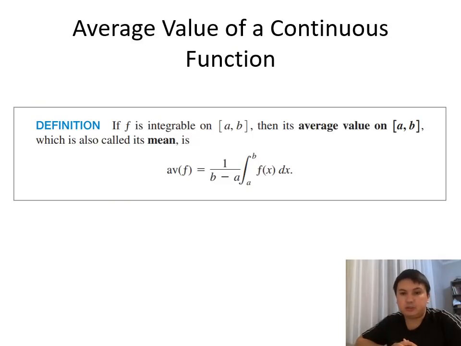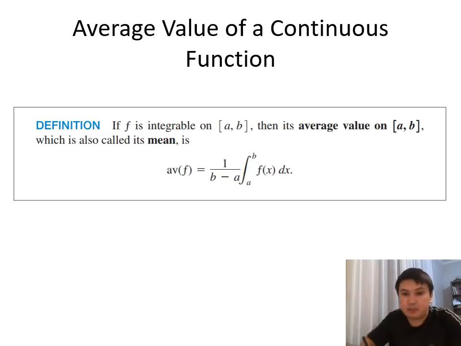Average value of a continuous function. Here's a definition. If f is integrable, so in our case, if you pick a continuous function, it is integrable, then the average value of the function over the interval a, b is given by 1 over b minus a times this definite integral. Why does it make sense, right?